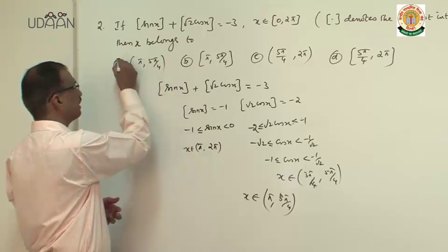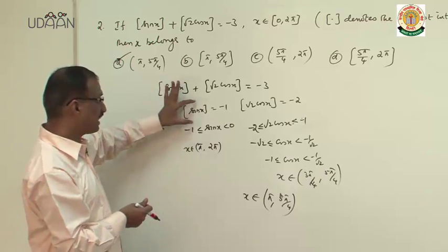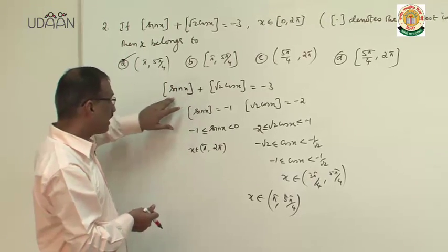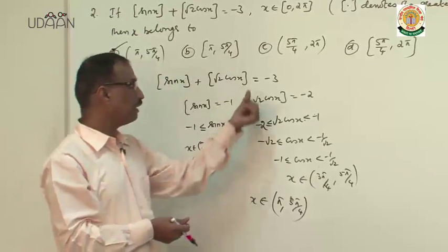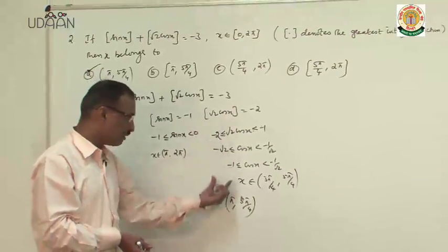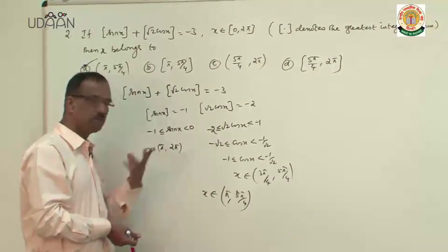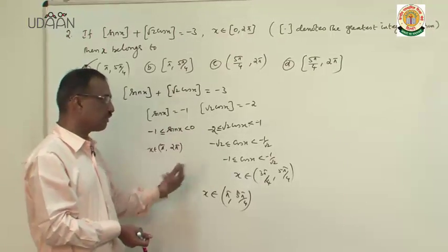So, option A is the right option. Here we have seen that the greatest measure of sin x can have only minus 1. So, the remaining value of minus 3 will be of root 2 cos x. From there we get that the sin x value lies between minus 1 to 0. So, from there x lies between where.